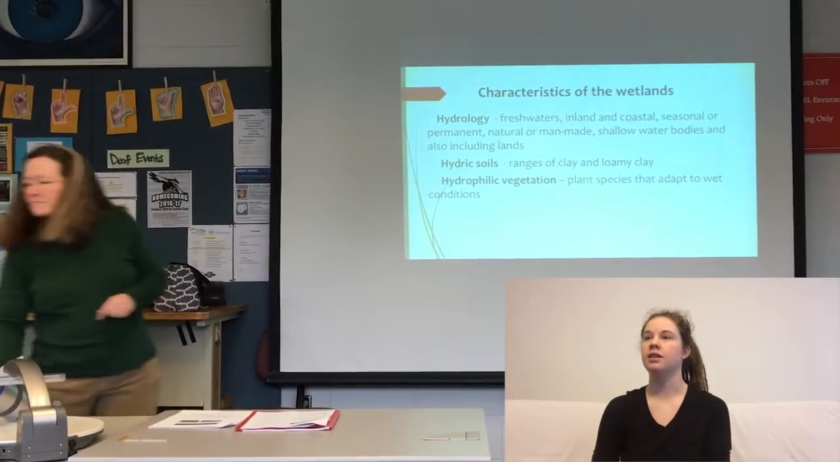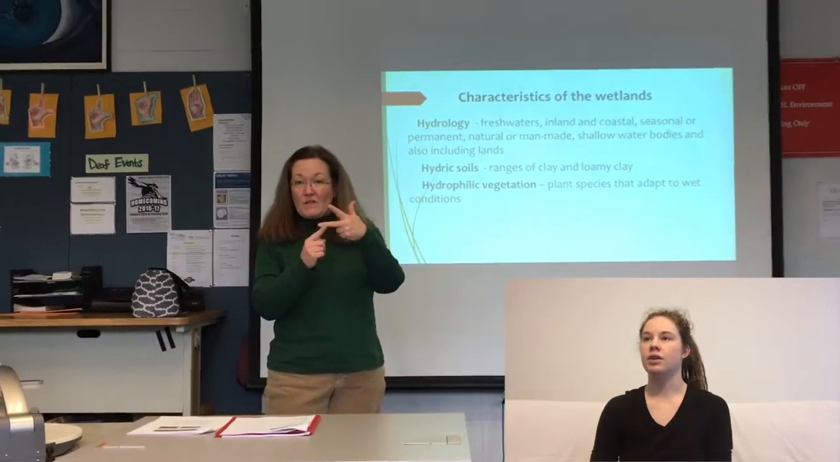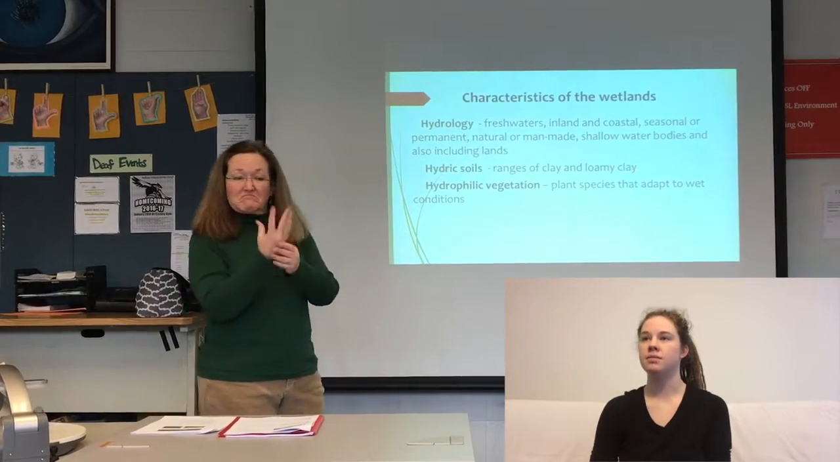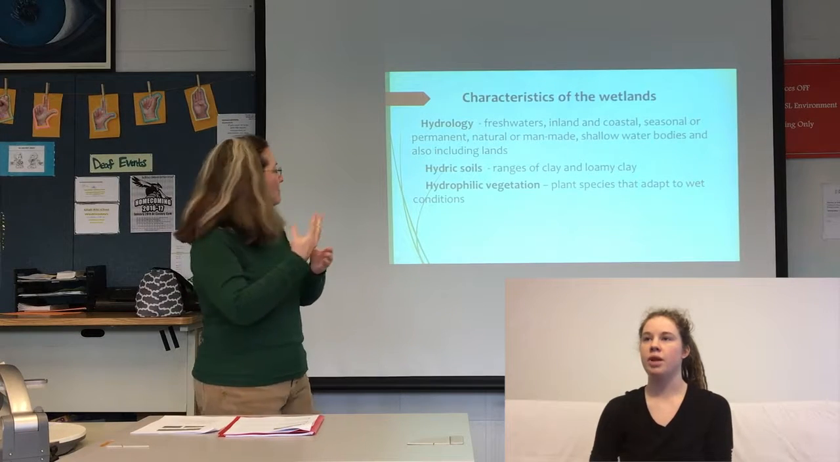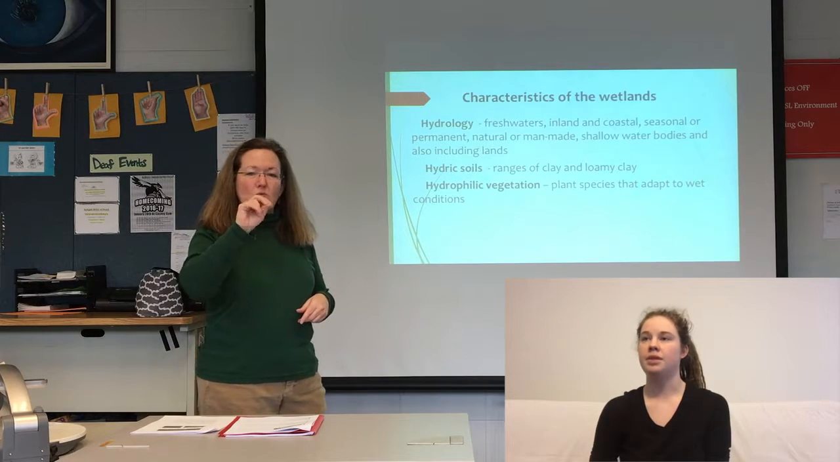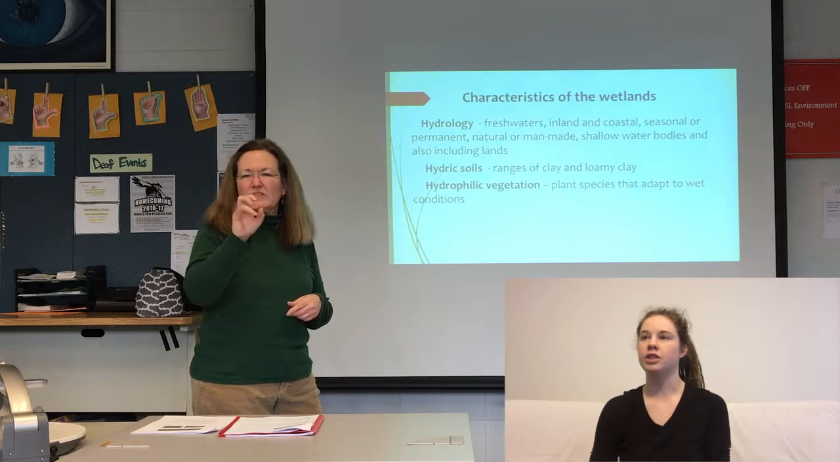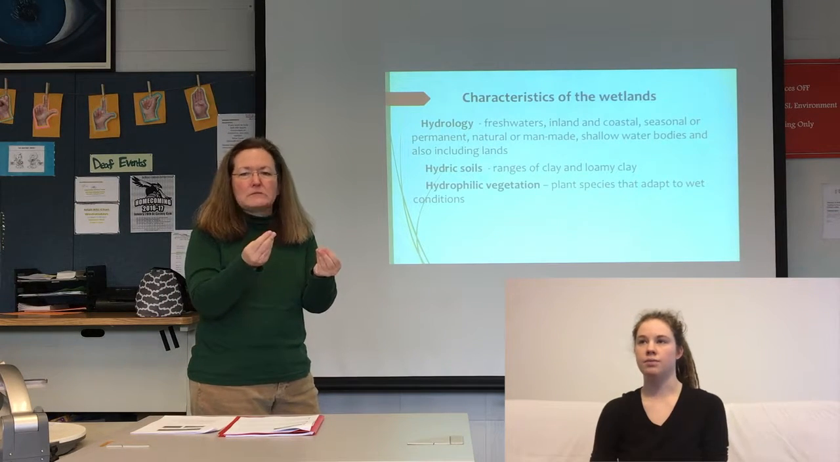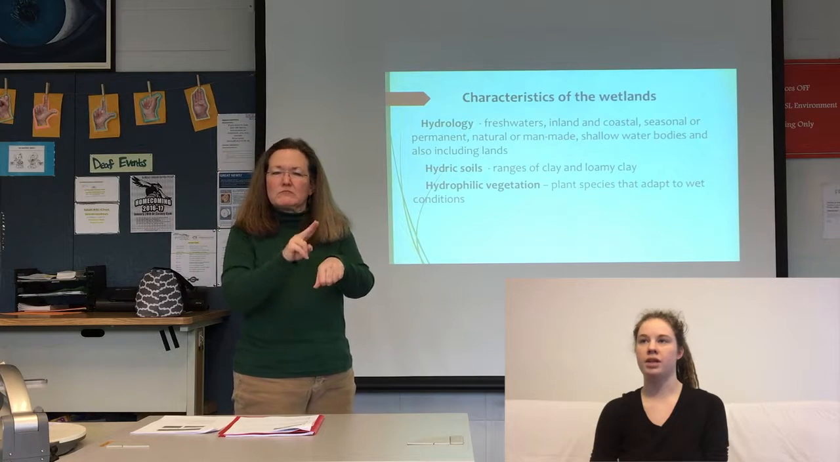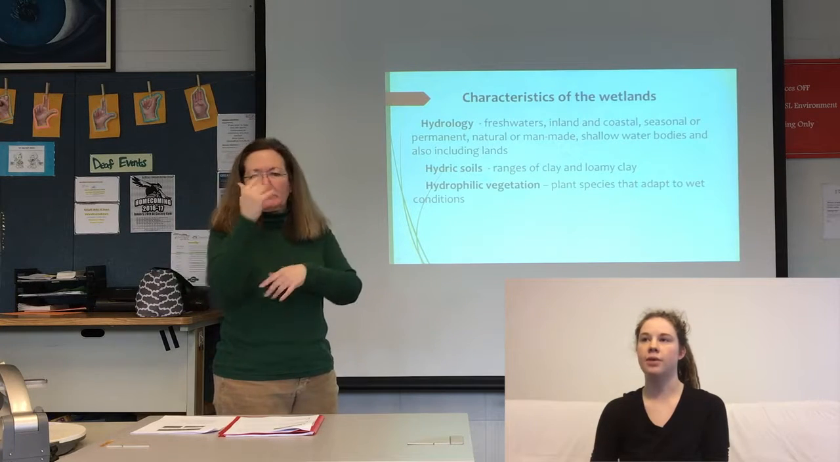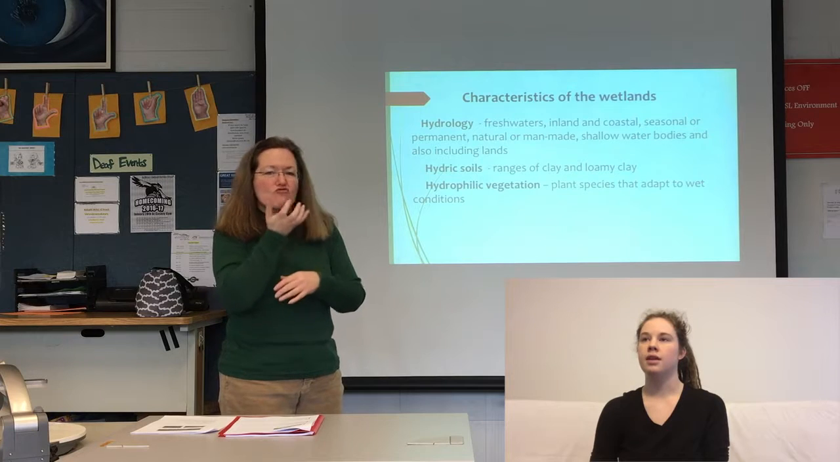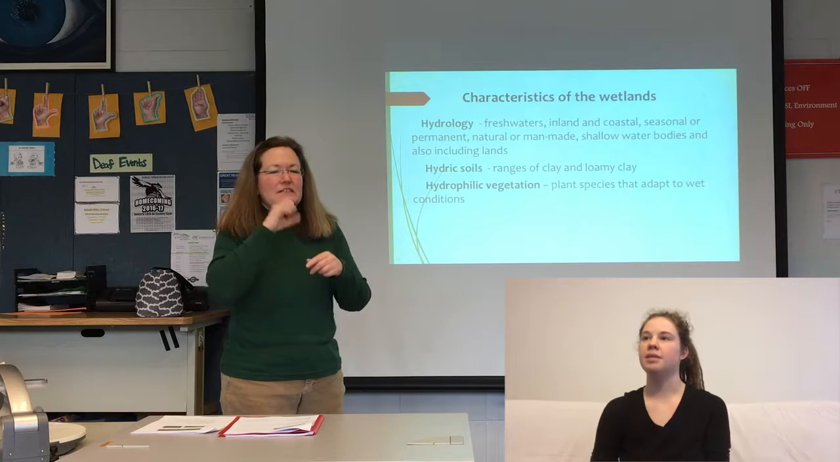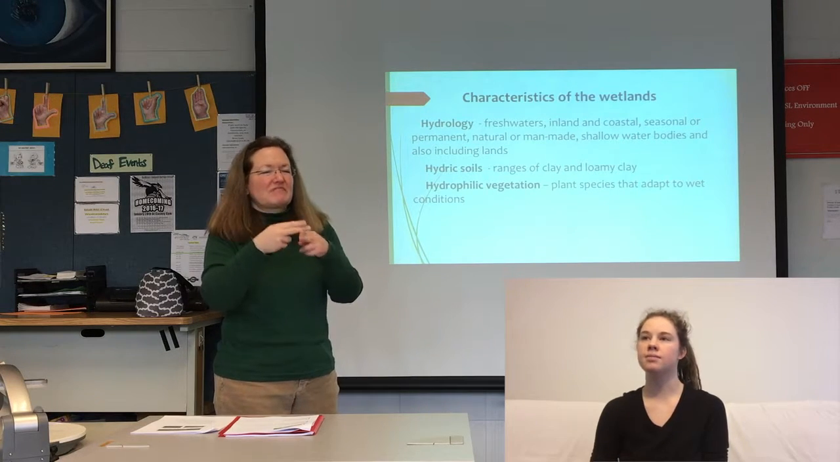Third characteristic are the plants. Plants that occur in wetlands tend to be adapted to water conditions, to wet conditions. So they can grow many different trees, grasses, flowers. These are all plants that have adapted to living in wet conditions.